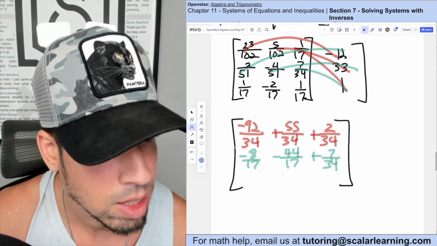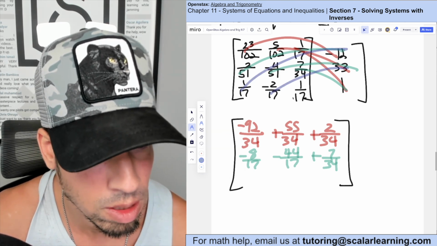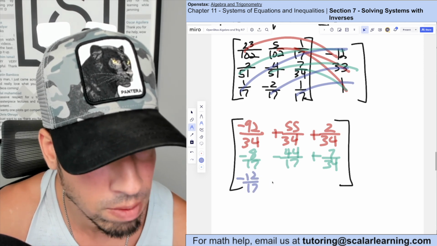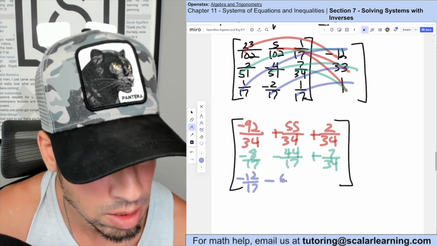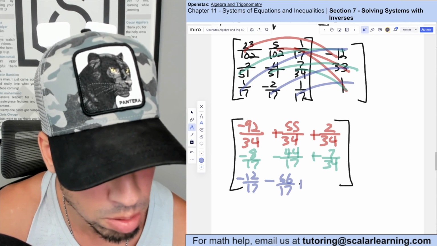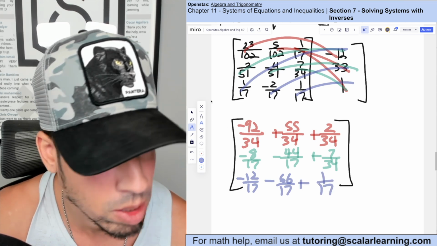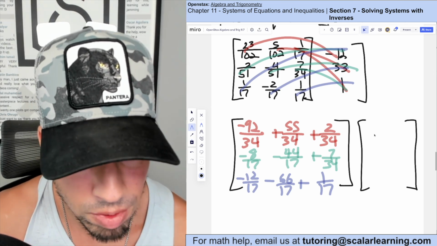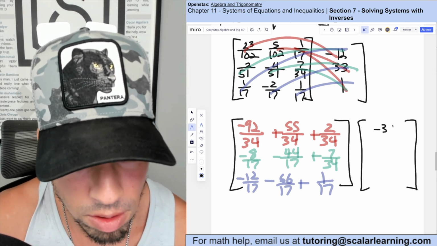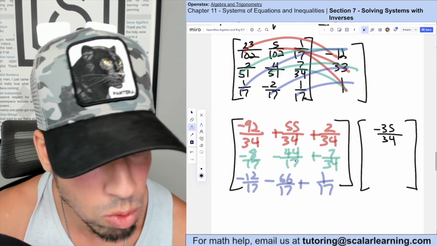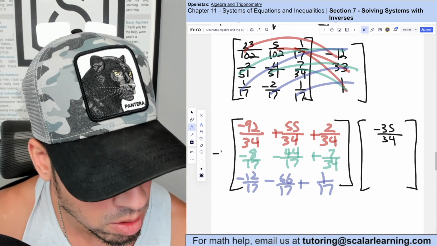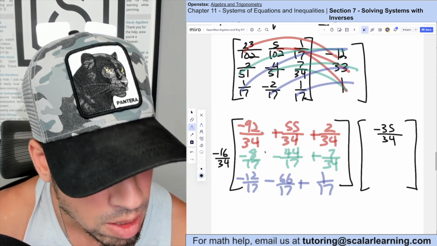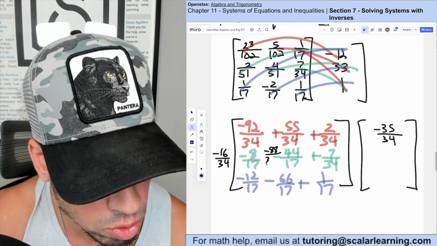And then the last row, we have this times this, plus this times this, plus this times this. So that's negative 12 over 17 minus 66 over 17 plus 1 over 17. Let's write this out and simplify it. So negative 92 plus 2 is negative 90, plus 55 is negative 35 over 34. So for this one, we have to convert both of these to 34. So that's negative 16 over 34. This one's going to be negative 88 over 34.